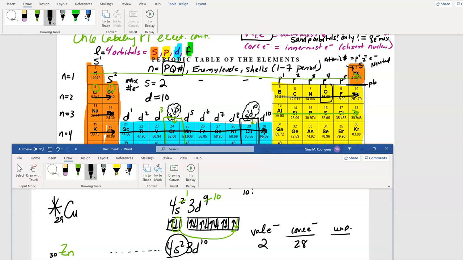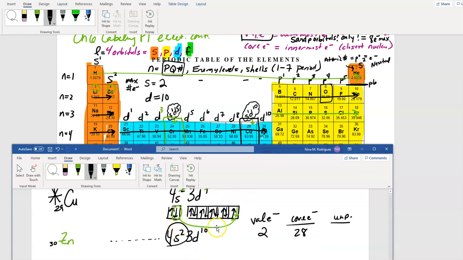And how many unpaired? Okay. He's all filled up. He's got his 2. D's can only hold 10. 5 boxes. 1, 2, 3, 4, 5, 6, 7, 8, 9, 10. Done. All paired. If you notice, ladies and gentlemen, every time you get to the end of that block, S2 filled up. The end of the D block, all filled up. End of the P block, all filled up. Okay, they're always filled up once you get to that last group, and then you go to the next block.